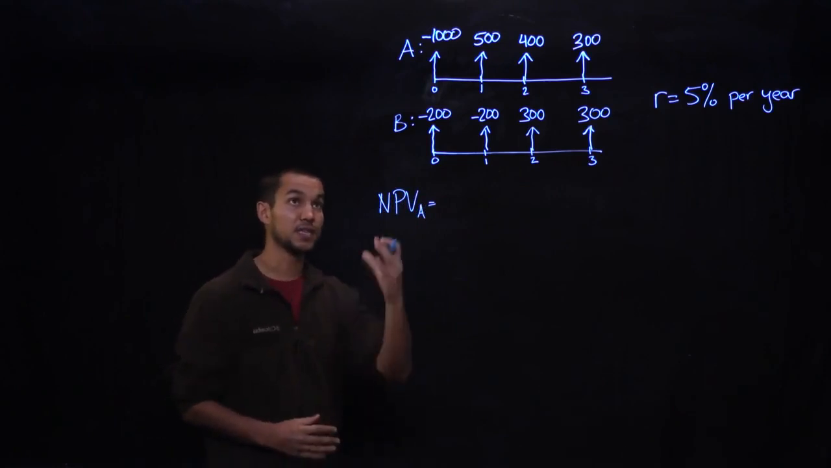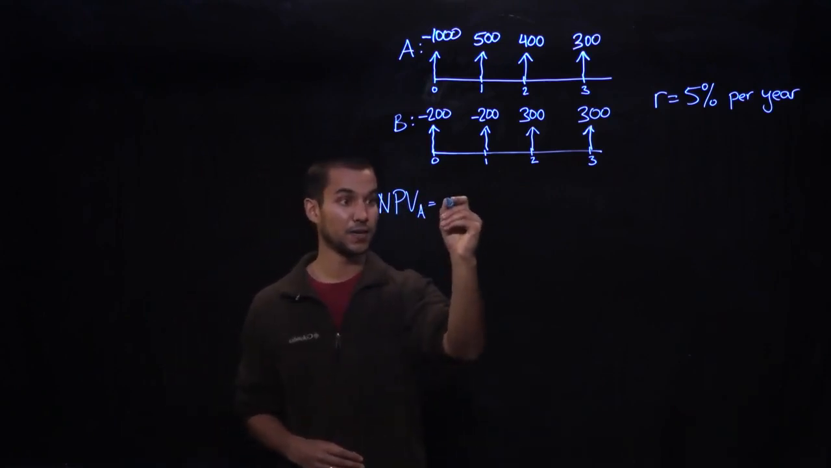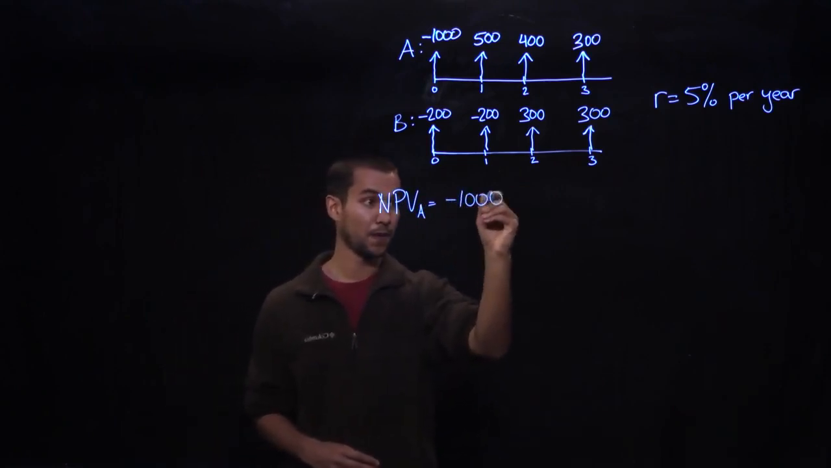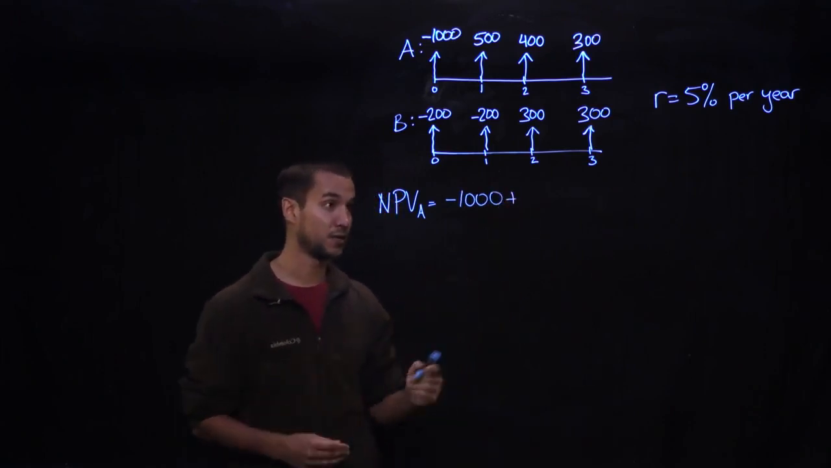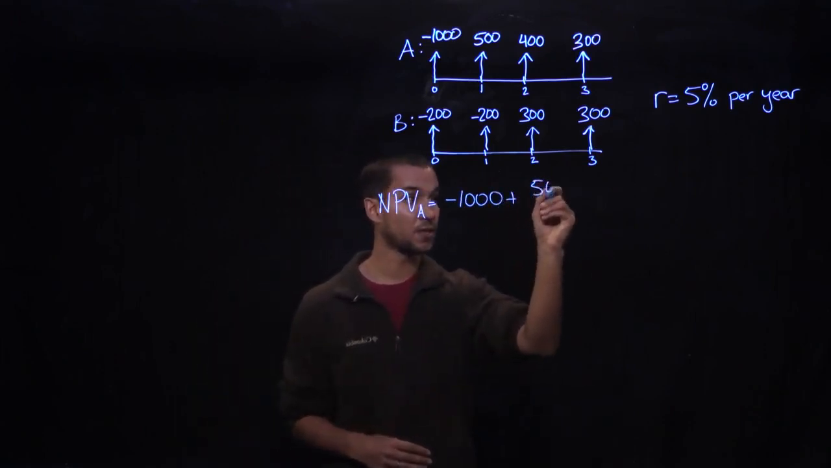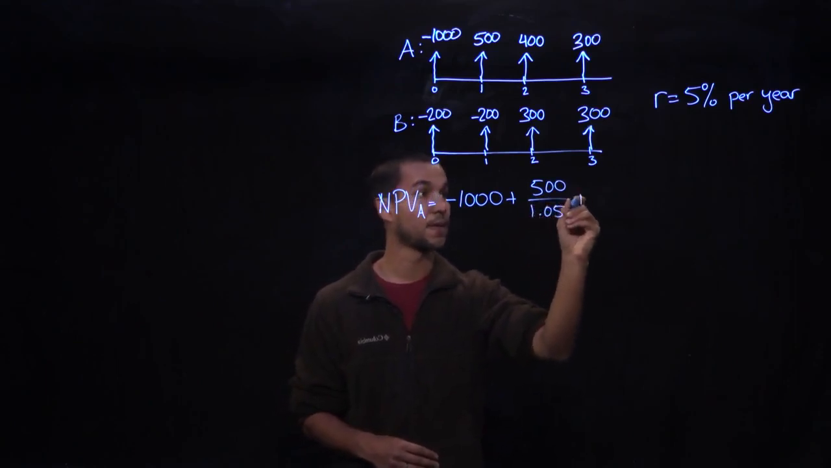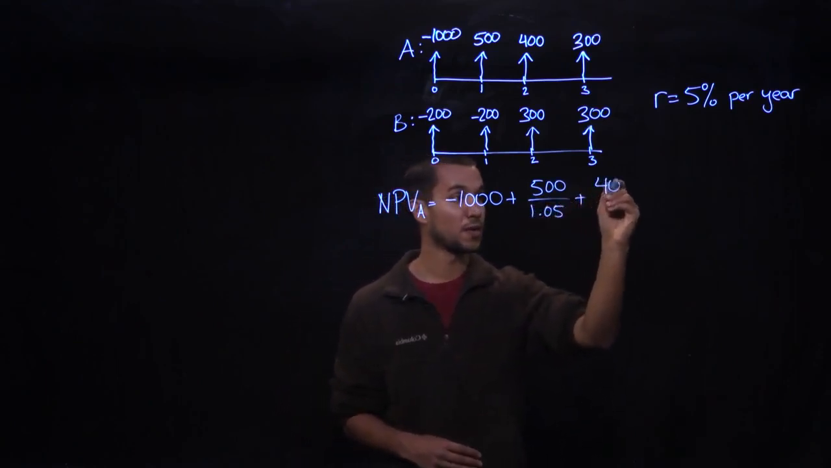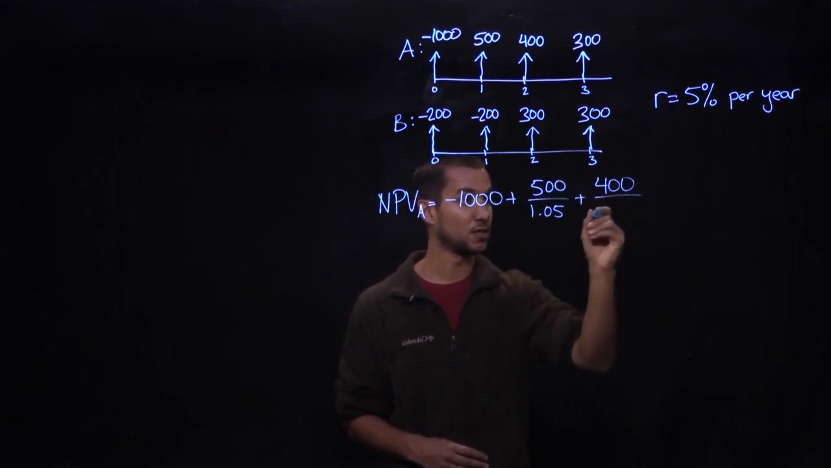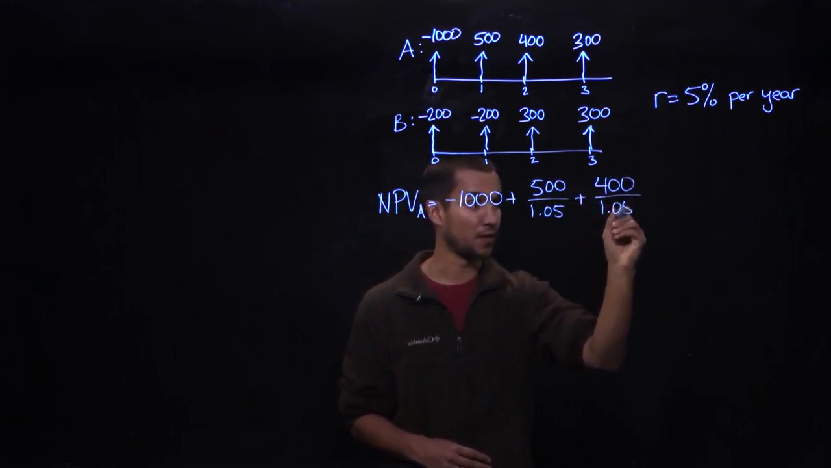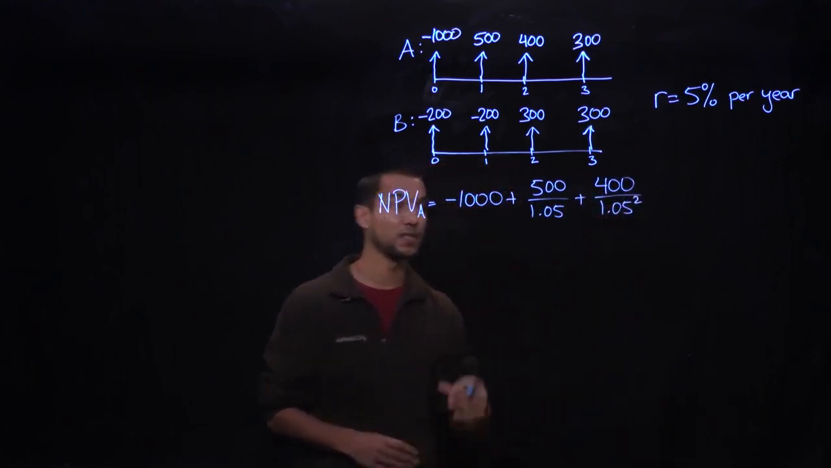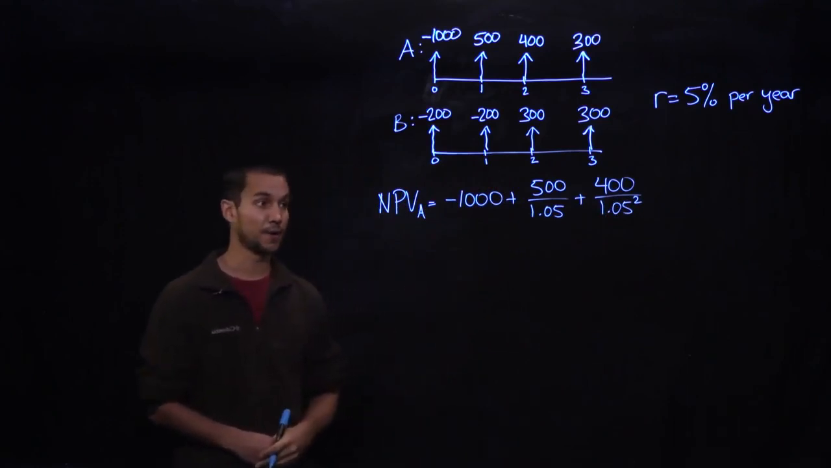So the first thing is it requires a $1 billion investment up front. And then we start discounting these future cash flows. So $500 million in year 1 divided by 1.05 plus $400 million in year 2 divided by 1.05 squared. And so why did I square the denominator?